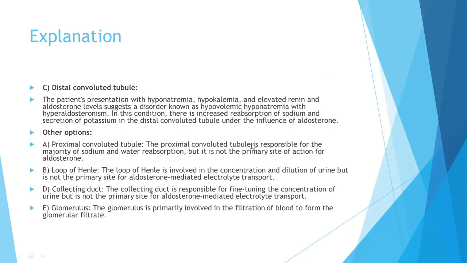The PCT, the proximal convoluted tubule, is responsible for the majority of sodium and water reabsorption, but it is not the primary site of action for aldosterone. The loop of Henle is involved in the concentration and dilution of urine, but is not the primary site of aldosterone-mediated electrolyte transport. The collecting duct is responsible for fine-tuning the concentration of the urine, but it is not the primary site for aldosterone-mediated electrolyte transport. The glomerulus is primarily involved in the filtration of blood to form the glomerular filtrate.